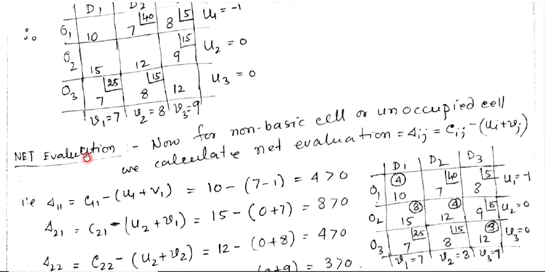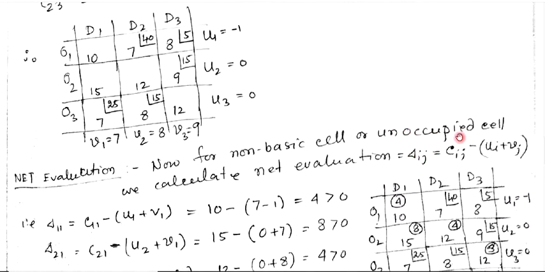Net evaluation or opportunity cost, whose notation is delta ij, can be solved for unoccupied cells or non-basic cells. These cells are called non-occupied cells, unoccupied cells or non-basic cells, where the allocations are not made.